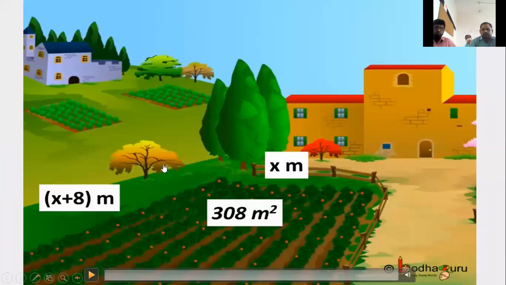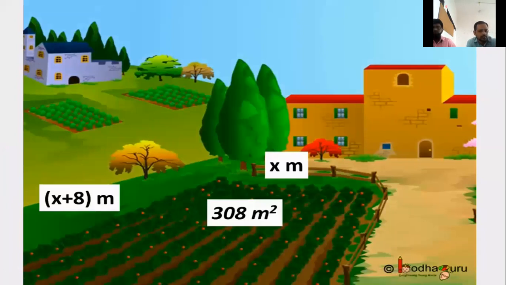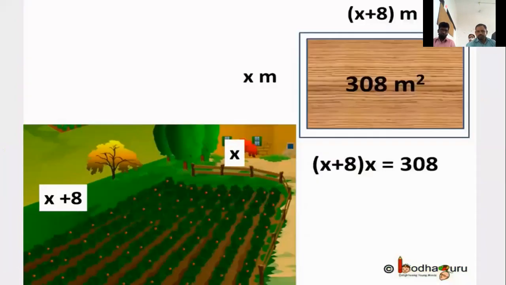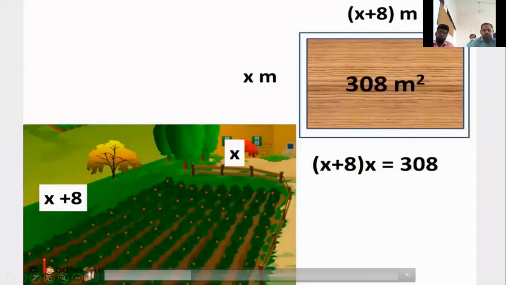Rajat has a small rectangular garden and its length is 8 meters longer than its width. And the area is 308 square meters. How can we find the length and width of the garden? Let us say breadth is x meters, so length is x plus 8 meters. We know area of rectangle is length into breadth, so (x plus 8) into x is equal to 308 square meters. That's given.